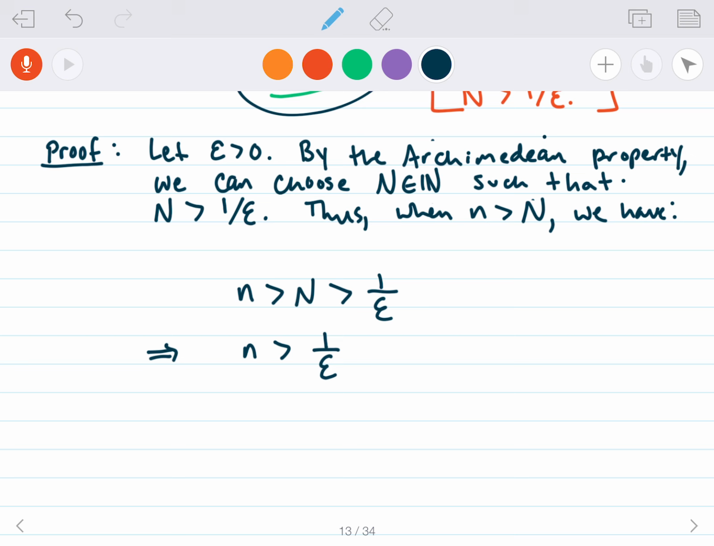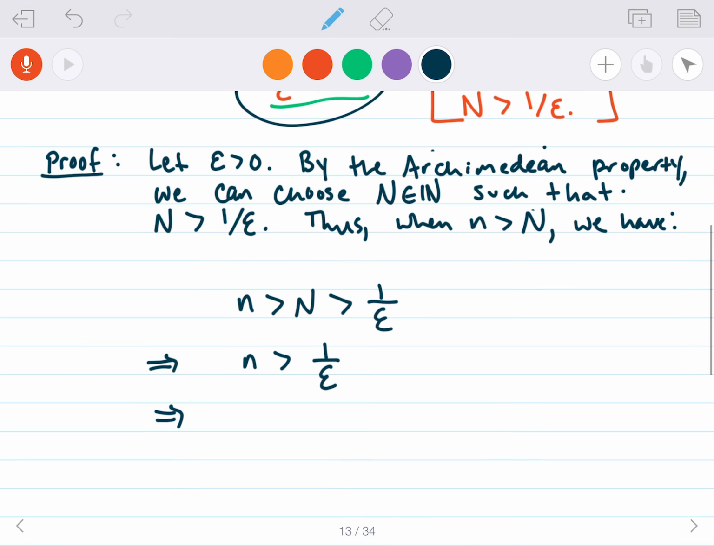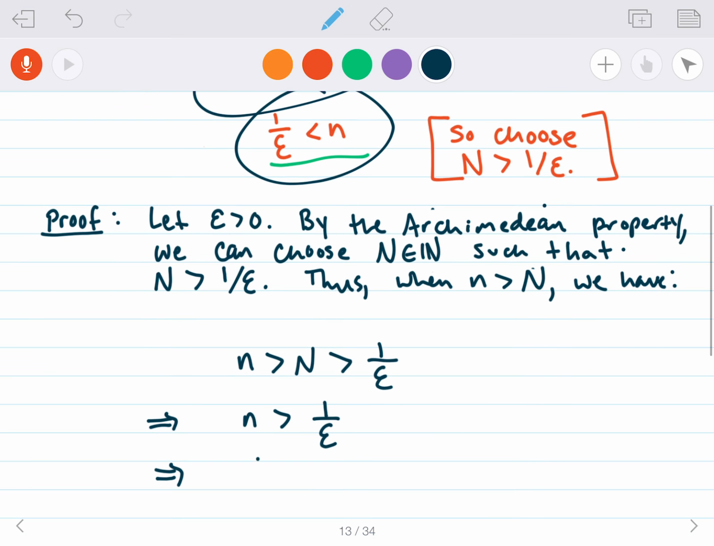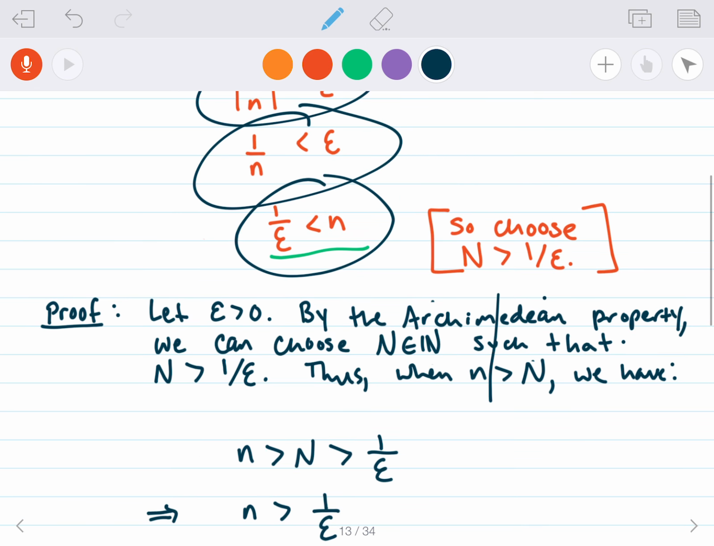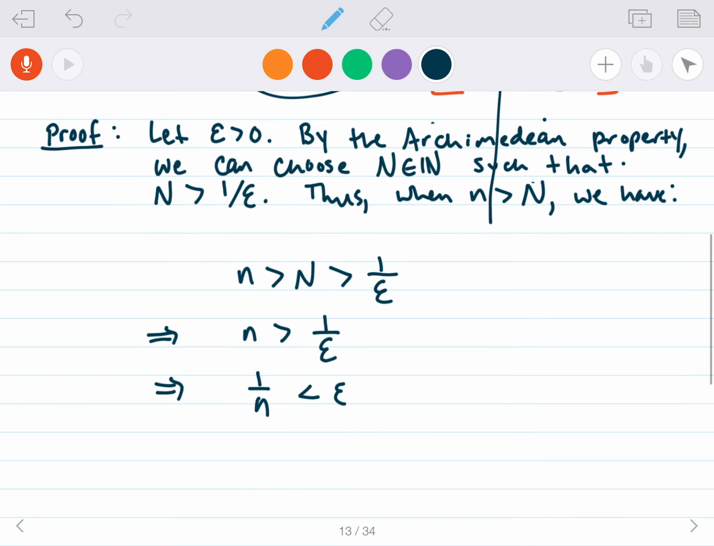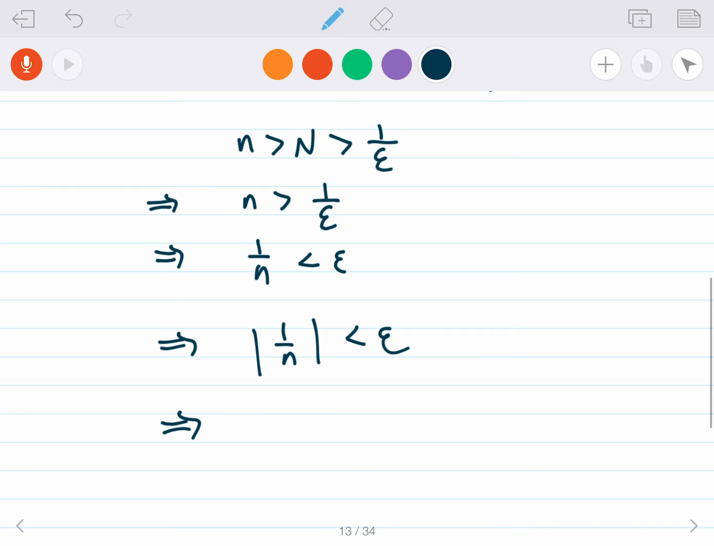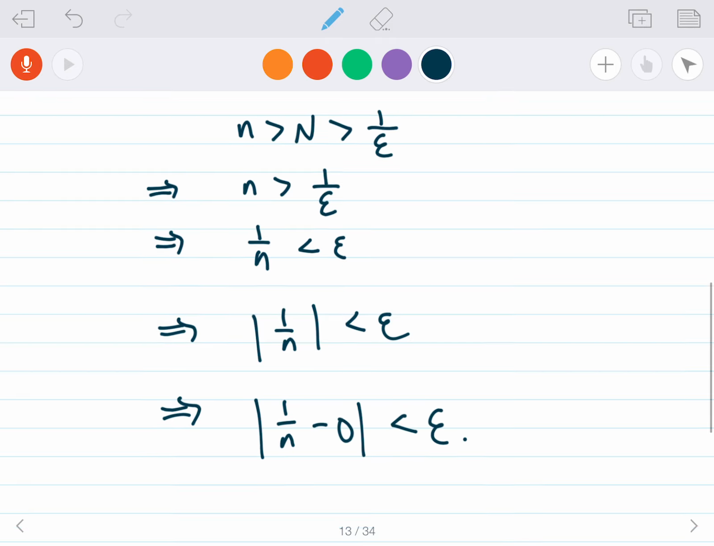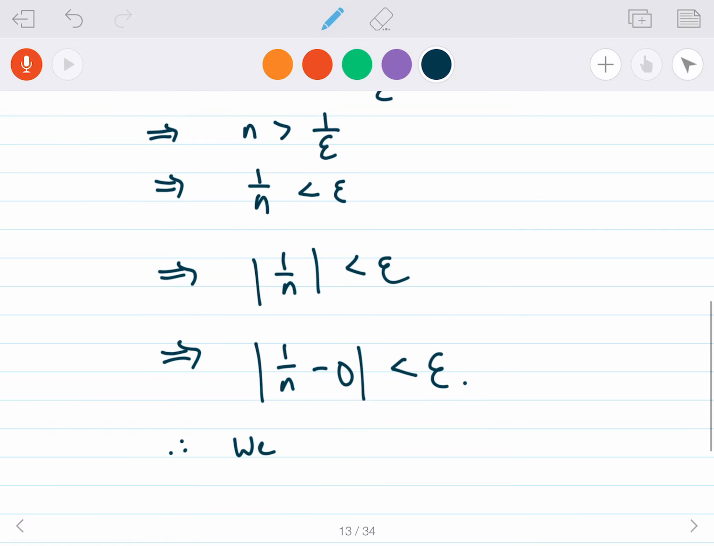So, when we just work backwards, 1 over n is less than epsilon. This implies that the absolute value of 1 over n is less than epsilon. This implies the absolute value of 1 over n minus 0 is less than epsilon. And therefore, we have shown that the sequence 1 over n converges to 0.